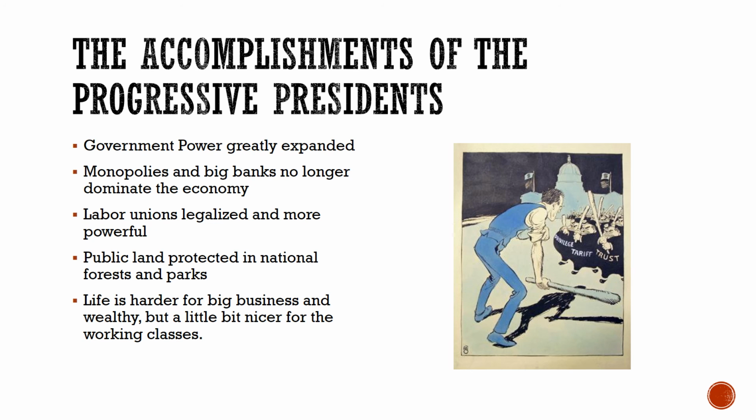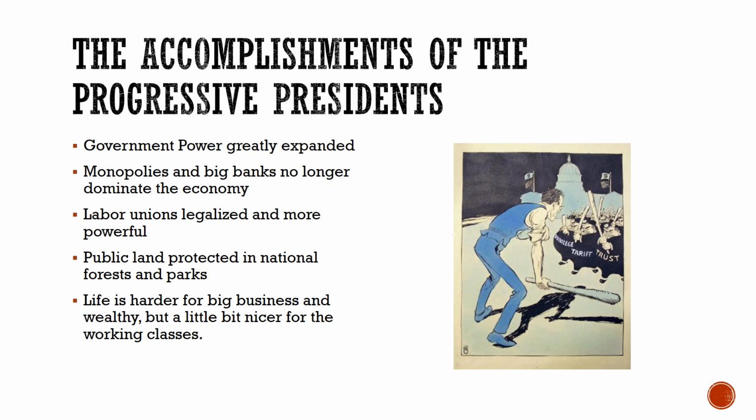And so let's just take a minute now to zoom out and think about the accomplishments of the progressive presidents. So basically what happens during the progressive era under these presidents is that the power of the government is greatly expanded. The government can do way more now to control the economy and to control business than ever before. Monopolies and banks no longer dominate the economy because they are now controlled by the United States. The political cartoon there shows skinny Woodrow Wilson ready to do battle with trusts and tariffs. And by and large, he is successful.